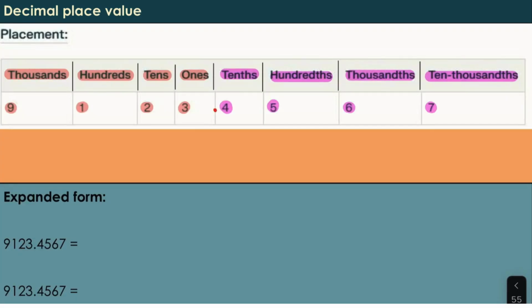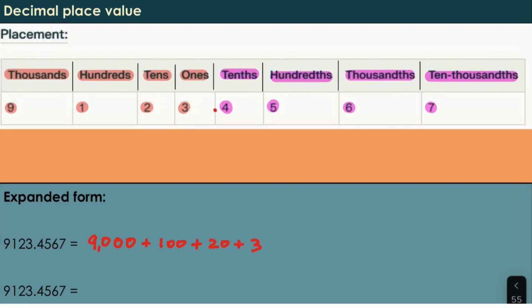So if I had to expand this large decimal value, I would have the following. The 9 is in the thousands column, so that gives us 9,000. The 1 is in the hundreds column, that is 100. 2 is in the tens, and 2 multiplied by 10 is 20. The 3 is in the ones, and 3 multiplied by 1 is 3.